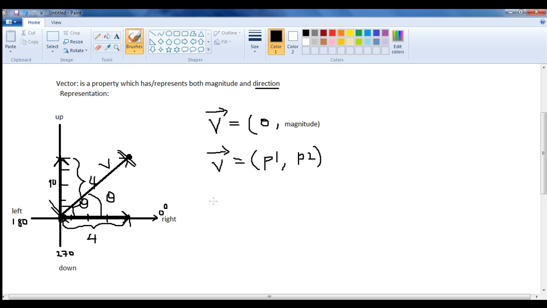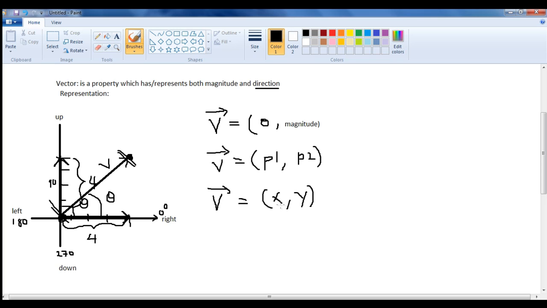You can even represent a vector in a simpler way, just by giving the x and y values. And these x and y values are actually this point, the point which is at the head or the tip of the vector.